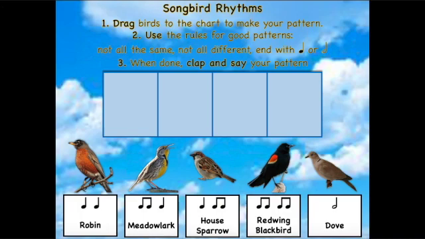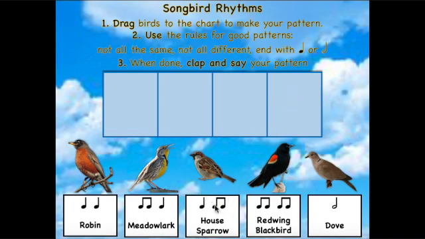So if I'm going to make a pattern of 4 birds and drag them into this chart, maybe I should look at the end first, since we have a particular rule for just the last one. We have to pick one that ends with a quarter note or half note, a long sound. So, of our 5 birds, robin ends with a quarter note, meadowlark ends with a quarter note, and dove ends with a half note. So, robin, meadowlark, and dove all could work in this last part of our pattern. What about house sparrow and red-winged blackbird?